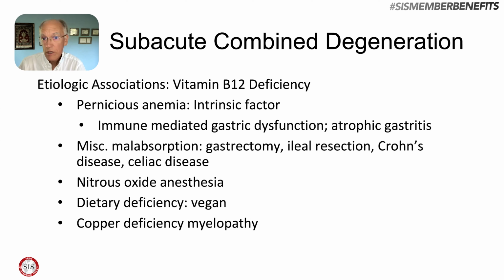This is most commonly associated with pernicious anemia, in which there's a deficiency of intrinsic factor. This may be an immune-mediated gastric dysfunction leading to an atrophic gastritis, or there may be a number of miscellaneous malabsorption issues where we simply do not absorb vitamin B12. This may include gastrectomy, an ileal resection, Crohn's disease, or celiac disease.